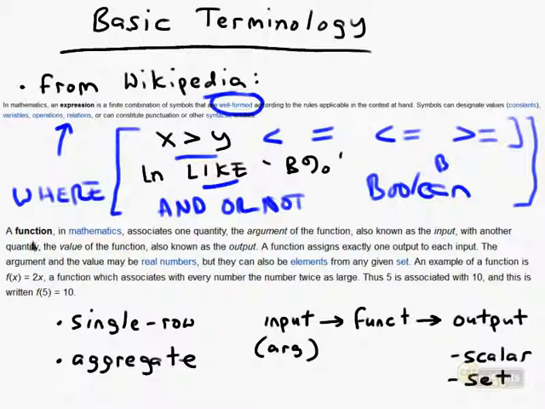Now then, a function, let's look at Wikipedia again, associates one quantity, the argument of the function, also known as the input, with another quantity, the value, also known as the output. A function assigns exactly one output to each input. All right, now what does that mean as far as Oracle is concerned? Let's look in the lower right. I've taken the Wikipedia mathematics theoretical definition and tried to place it in a more appropriate context.